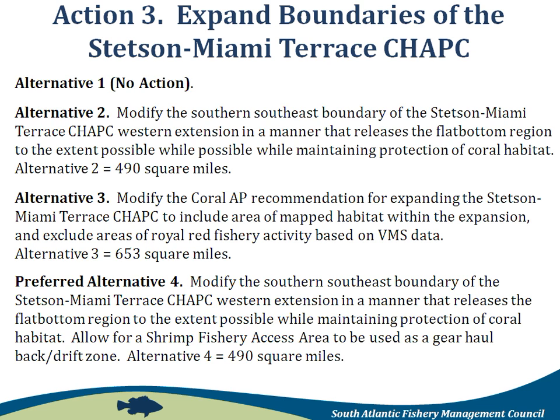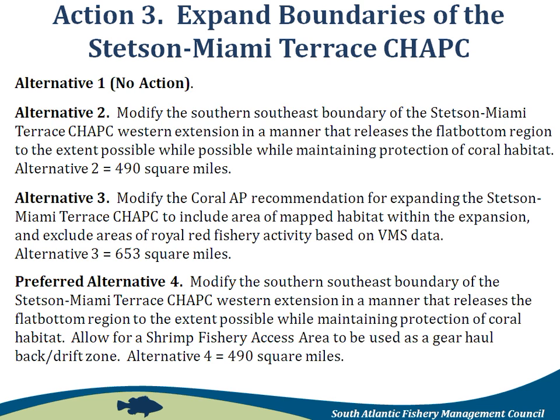Alternative 2 modifies the southeast boundary of the coral HAPC in a manner that releases the flat bottom region while maintaining protection of coral habitat. This alternative adds 490 square miles to the existing area, and this was developed jointly by the Coral Habitat and Deepwater Shrimp APs.